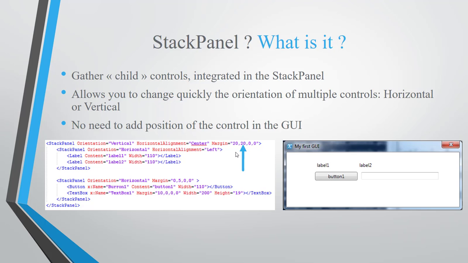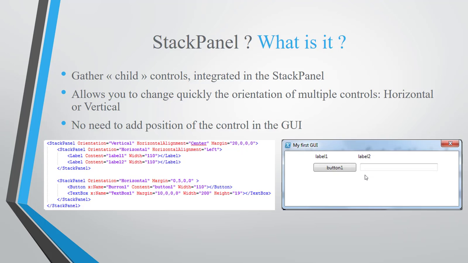If you want to move all your GUI to the top, you have to use the Margin attribute. The second value allows you to change the space between your controls and the top of your GUI. So I change the value from 20 to 0, and so all my controls will be moved all together to the top.